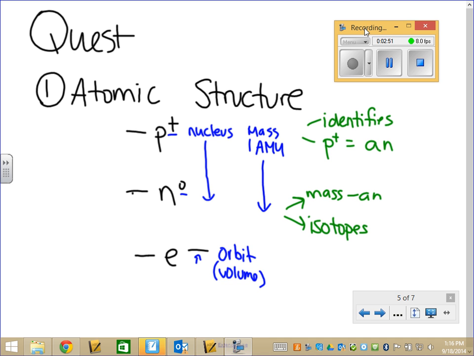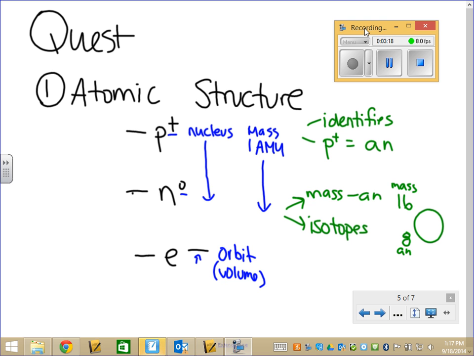A common way that I would show you isotopes, for example, is by showing you the standard notation for an element. That's where I write the mass on top and the atomic number on the bottom. That would be a pretty typical way for me to show you about isotopes. That's the way I showed it in the notes as well.